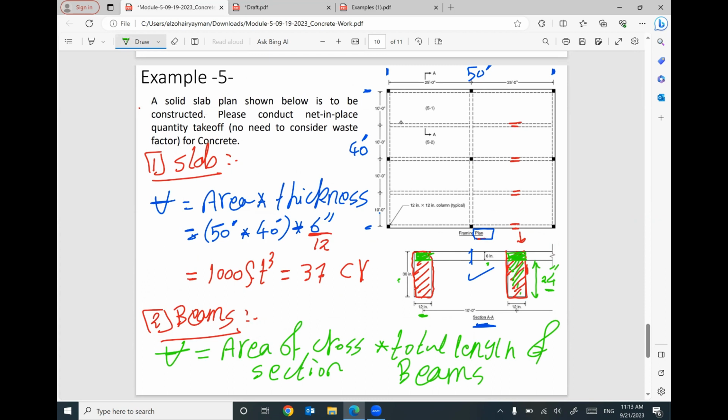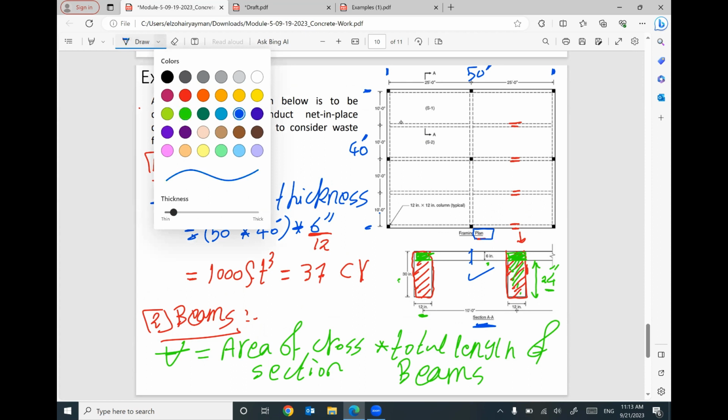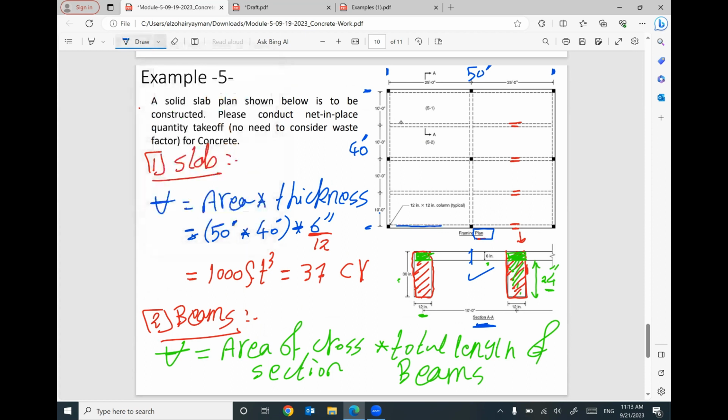What do you think? Keep in your mind the length of this beam equals 25 feet, because each double line represents the beam length. This is the length of your beam. 25 feet, 25 feet, 25 feet, and so on.